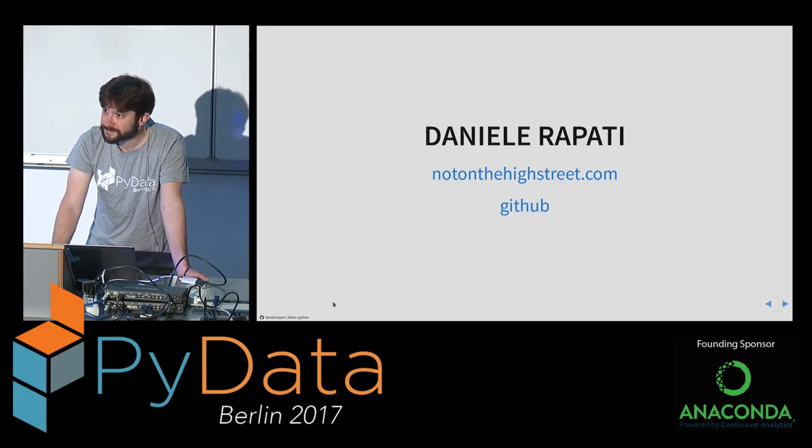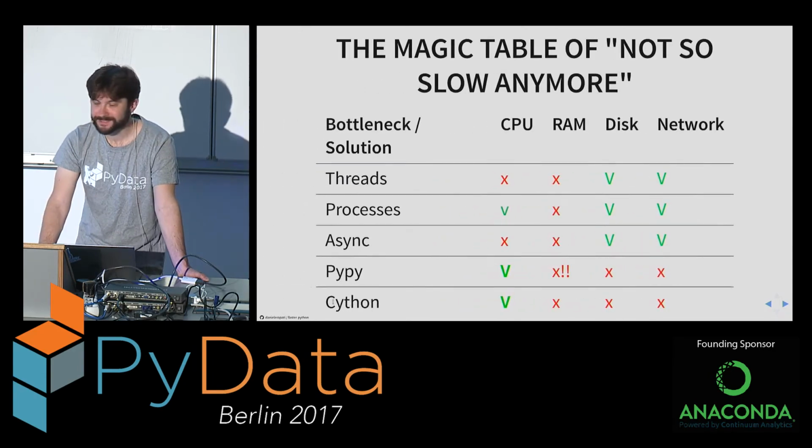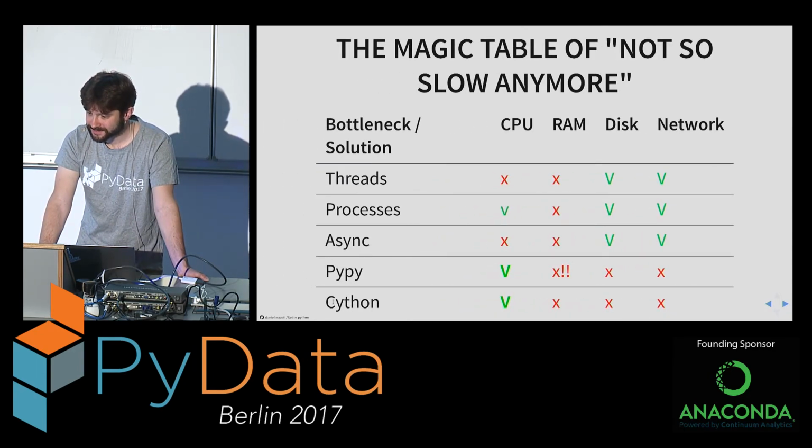Hi, thanks very much for your talk. So on your magic table of not so slow anymore, RAM has lots of X's. So if I really care about optimizing RAM usage without trading off too much CPU or disk and network, what would be the best solution?